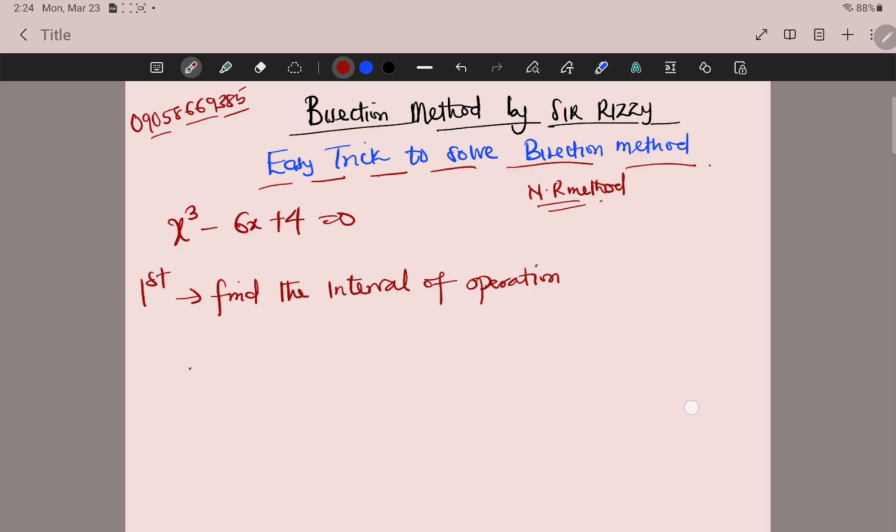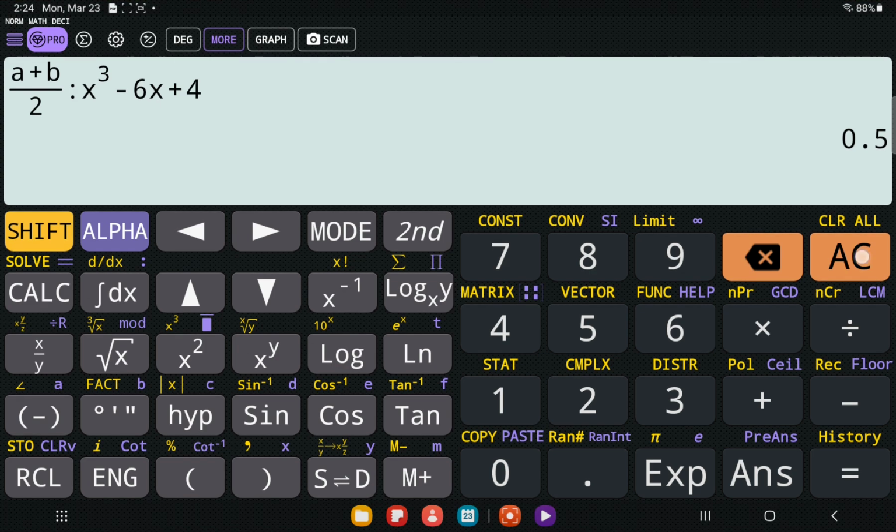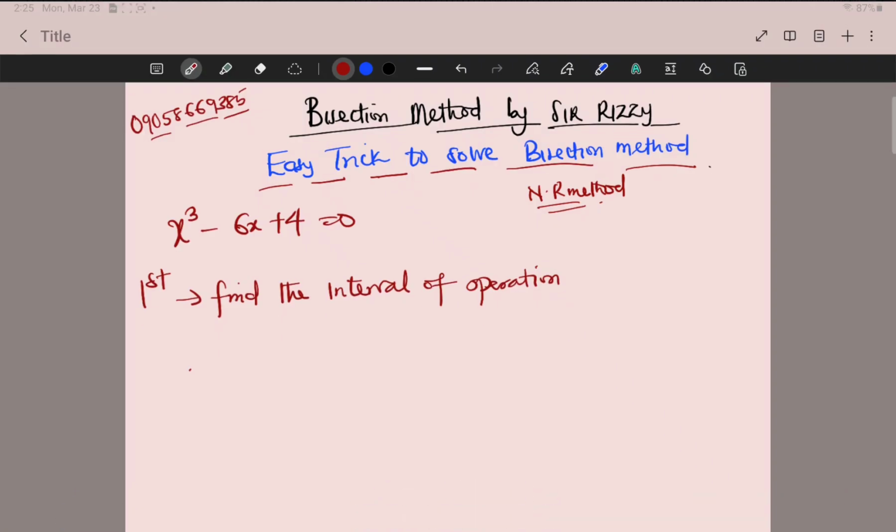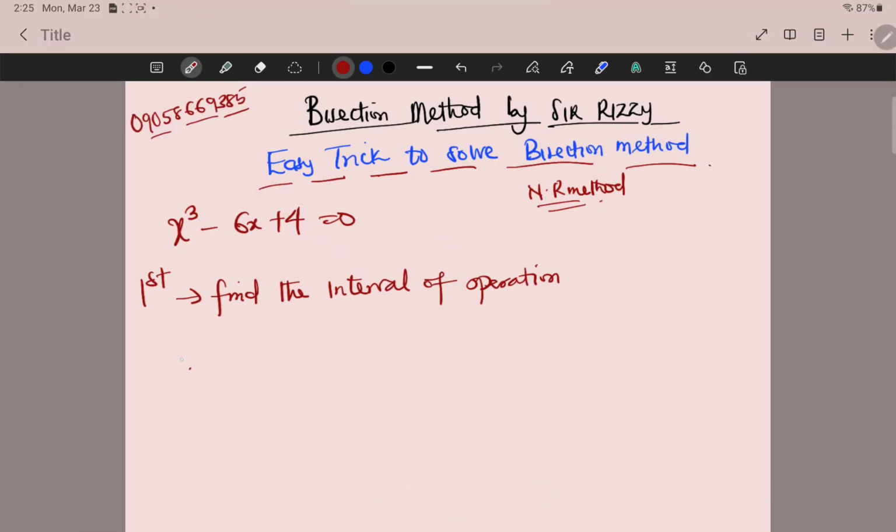So you quickly come to your calculator and you write the question itself: x to the power of 3 minus 6x plus 4. We are calculating at 0. We're starting with 0. If you calculate at 0, that's 4. So let's just put it like this. We write x, we write f of x. At 0, you have 4. At 1, you have minus 1.